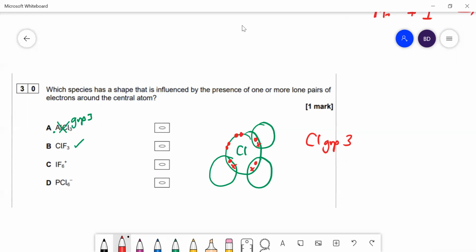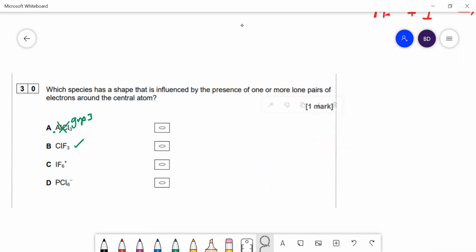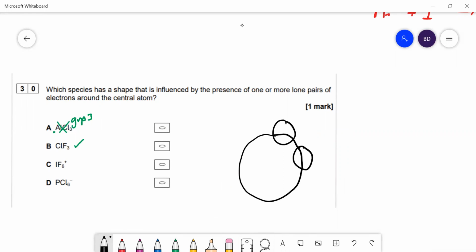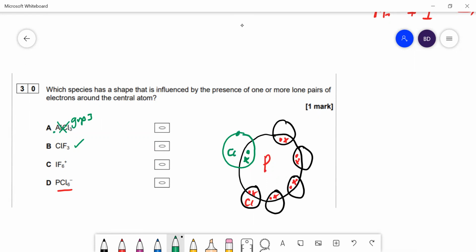So phosphorus is in group 5, so you're going to get 1, 2, 3, 4, 5 normal covalent bonds between those. There's the phosphorus. These are all chlorines. And because it's PCl6, a chloride ion comes and forms a dative bond there. There's a chloride ion. So you can see there's 6 bonding pairs, no lone pairs there, so it's not that one.